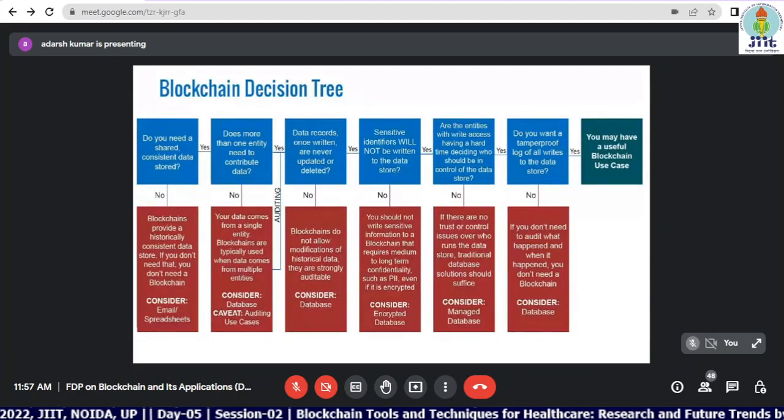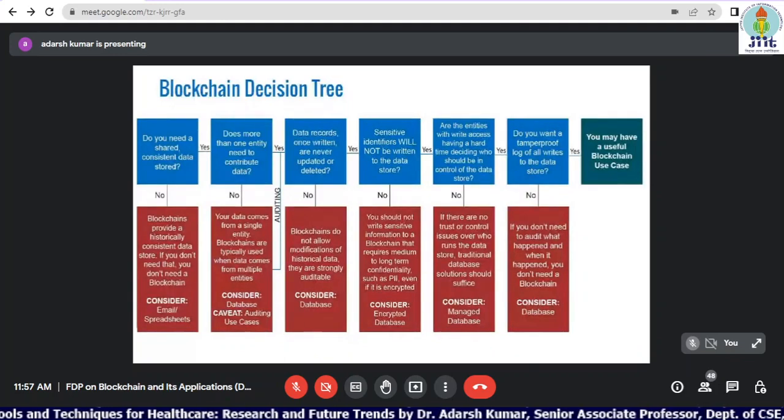Now, if we have to integrate blockchain with the healthcare sector, there are certain steps which we should check to see whether we can integrate blockchain with any sector or not. So we'll discuss these steps with respect to healthcare.